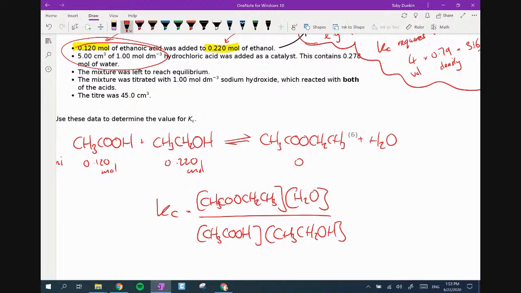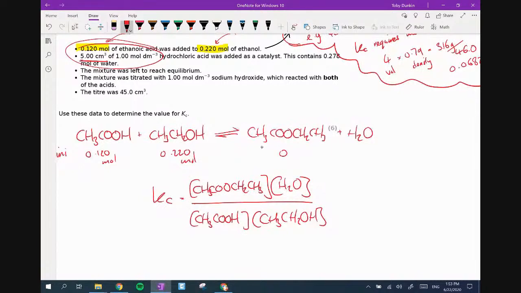What that means is it's dilute, which means I can also treat the water. Since HCl is a gas, I can also say that the water I've got in this mixture, I've actually got 5 centimeters cubed of water as well, which comes from the catalyst. This is why I wanted to spend the time looking at these questions, because there's a level of complexity here in the calculation that just requires you to take a bit of time over it.